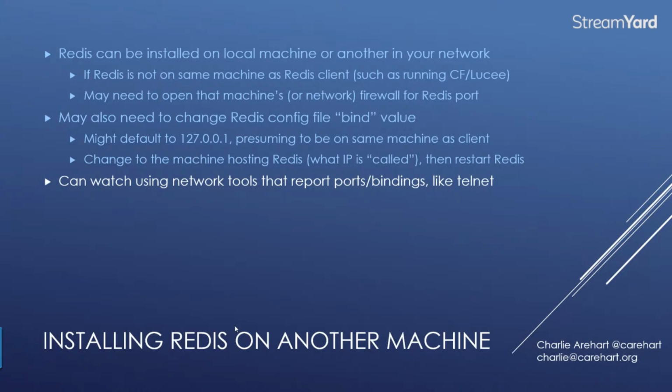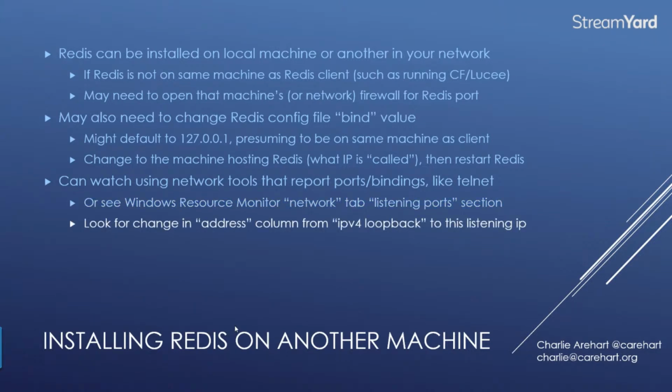I wanted to say that you can use networking tools to watch what ports are listened on and what bindings they have, like Telnet, or Windows Resource Monitor has a nice feature to show you in the network tab listening ports. And if you were to successfully change this, you'd see the address column change from IPv4 loopback, which is what it was for that 127.0.0.1, to whatever IP address you said it should be allowed to be talked to as. Now, I know that's all kind of confusing. I'm sorry, I just had to get it out there. Leave it at that. Remember, this is being recorded. When you try it on your own and you trip over it and you Google stuff, try to find the answer. Hopefully this will make more sense.